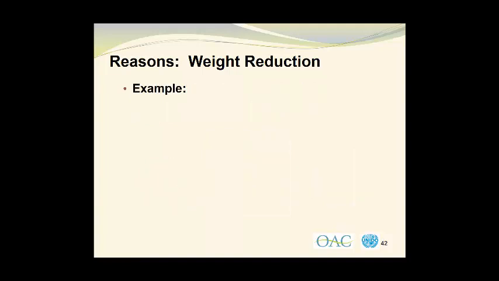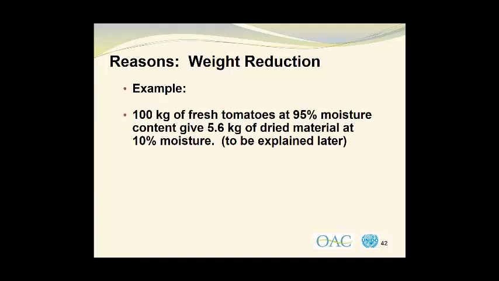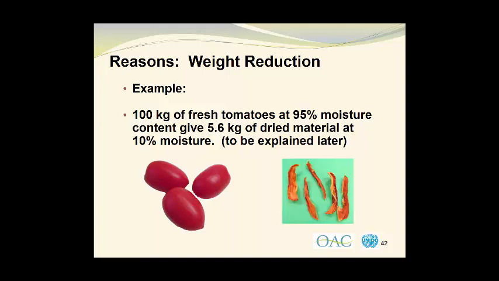Now let's consider the example of fresh tomatoes. If we start with 100 kilograms of fresh tomatoes with a moisture content of 95% and dry them down to 10% moisture, we will get 5.6 kilograms of dry material at the end. We will explain this calculation at a later date.